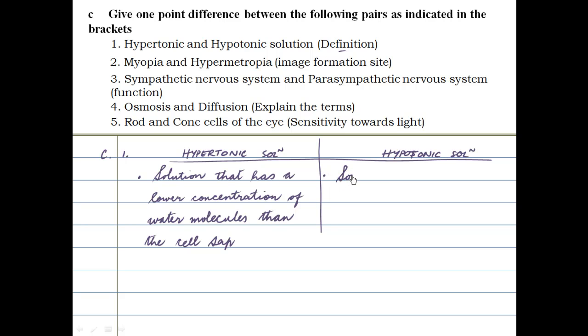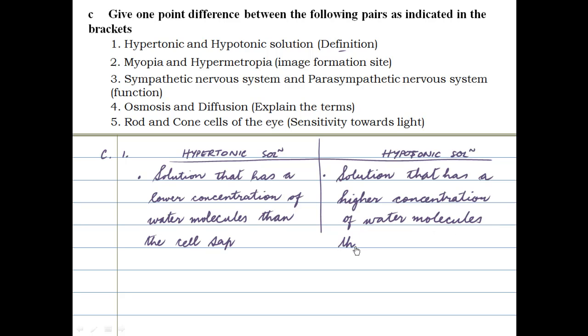Whereas this is a solution that has a higher concentration of water again compared to the cell sap. Now always look at your hypertonic and hypotonic solution in terms of their concentration of water molecules. In terms of hypertonic solution, it has a lower concentration of water molecules, whereas hypotonic has a higher concentration. Now make sure your table is nice and neat and complete with the help of a ruler. Make it very presentable. That's your first one done. Let's move on to the next one.